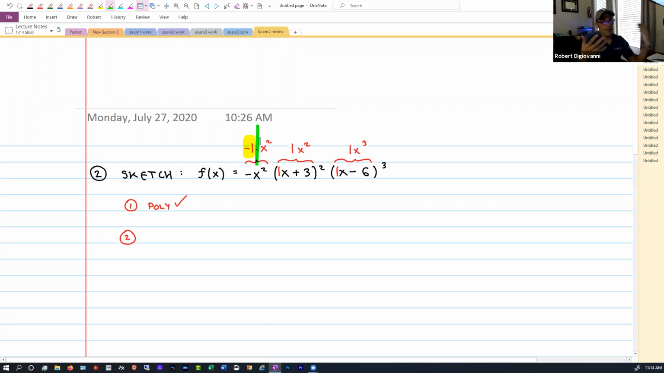So when I'm sitting here trying to figure out what the leading coefficient is and what the degree is, I multiply all those together, -1 x squared times 1 x squared times 1 x cubed. When I put those numbers together, -1 times 1 times 1, I have a -1. And then when I put the x's together, x squared times x squared times x cubed, I add up those numbers, 2 plus 2 plus 3, that's x to the 7th power. So the degree of this polynomial is 7, which is odd. And the leading coefficient is -1, which is negative.